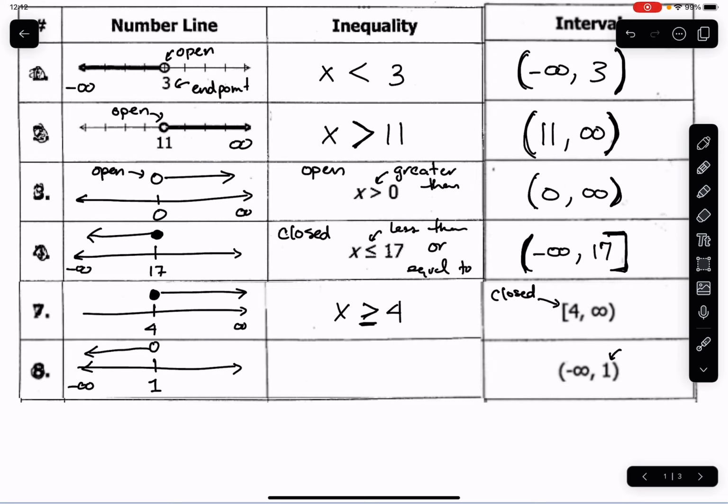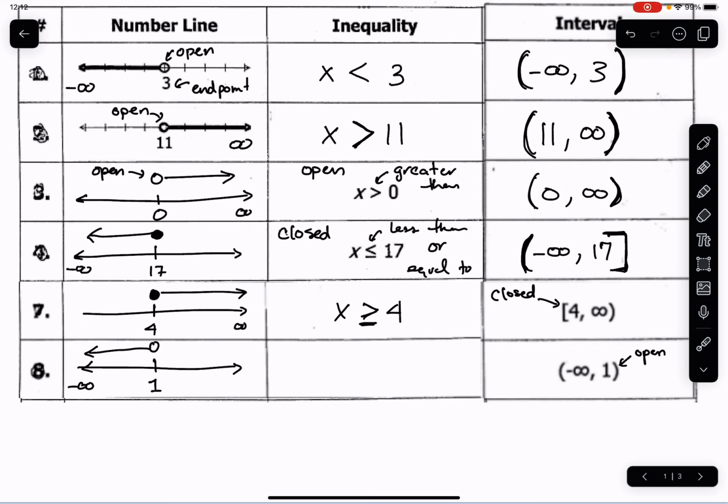Now, is this 1 going to be open, or are we going to have to fill it in? Well, let's look at the endpoint. At the endpoint 1, notice that the parenthesis that we're using is an open parenthesis, a regular parenthesis. So because of that, this is open. So we're going to keep the circle above the 1 as an open circle. And there is our number line.